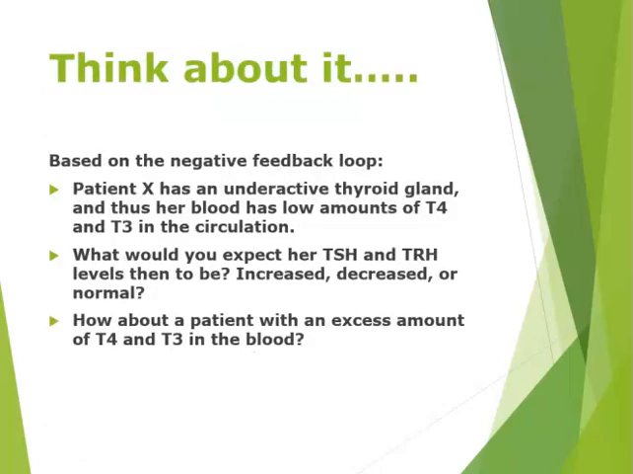Okay, we have a think about it scenario, and it's based on that negative feedback loop. We have patient X with an underactive thyroid gland, and in her blood, she has low amounts of T4 and T3 in circulation. And what would you expect her TSH and TRH levels to be? Would it be increased, decreased, or normal? You've got to remember her T4 and T3 are decreased. So it's asking what her TSH and TRH levels are going to be. Think about that real quick before we go on and give you the correct answer.